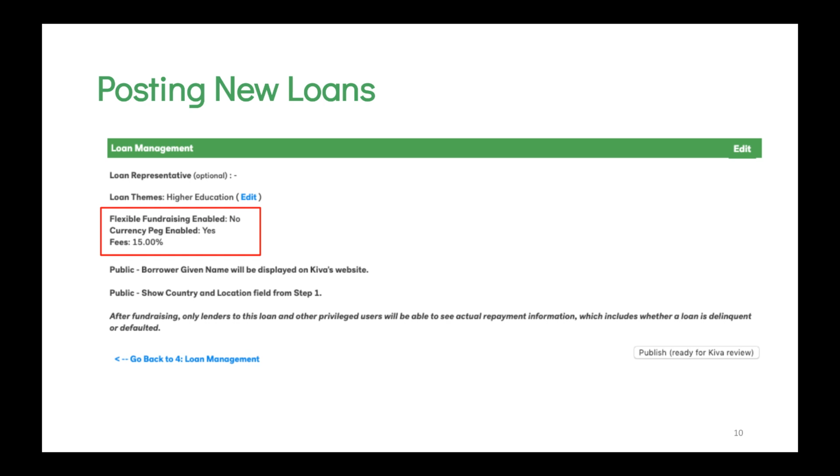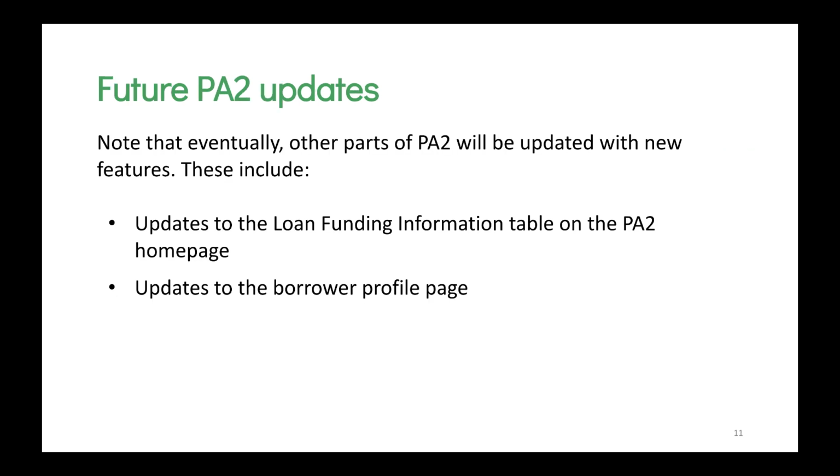Note that eventually other parts of PA2 will be updated with new features. These include updates to the loan funding information table on the PA2 homepage and updates to the borrower profile page. Now, let's dive into how flexible fundraising and the new local currency management options work and how you will manage these features as a Kiva field partner.